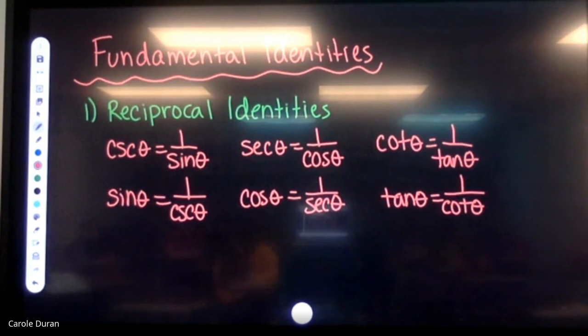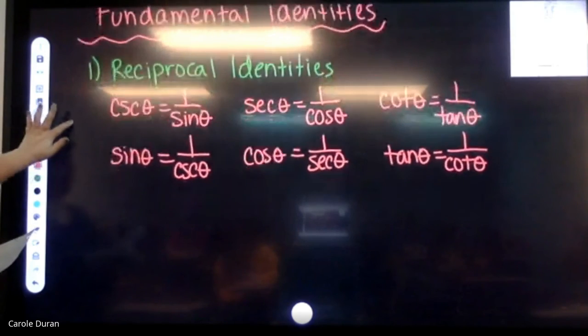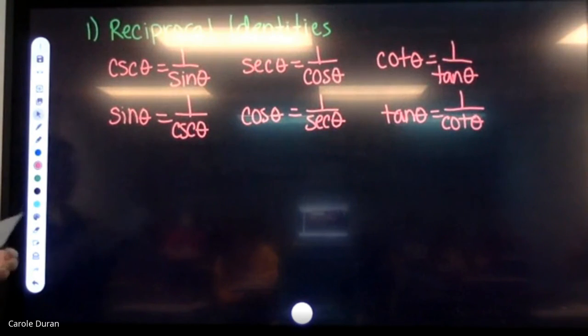Those are our reciprocal identities. We already identified what they were and wrote them down in our notes, but I like to put all of our identities in the same place so it makes it a lot easier to go back and find them. So those are our reciprocal identities.